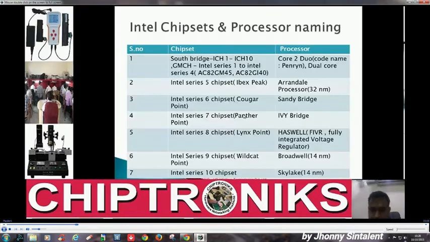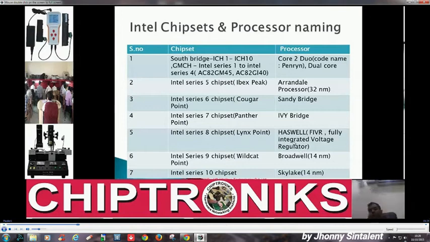So, yes, the second slide. I request everybody again to print it out and fix it where you are repairing. Intel series 6 chipset, Cougar Point. Intel series 7 chipset is Panther Point. Intel series 8 chipset is Lynx Point, and the processor supported is Haswell.